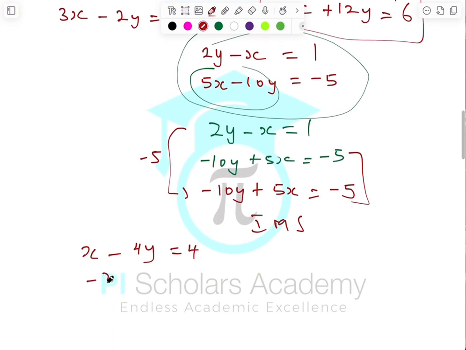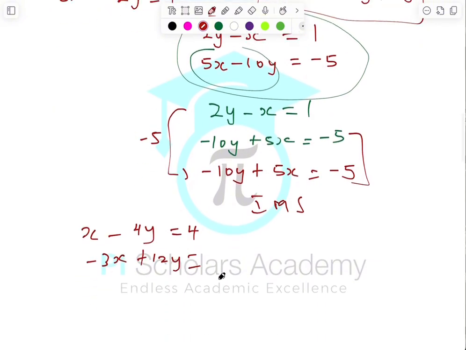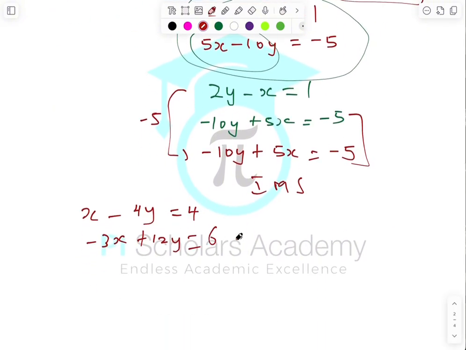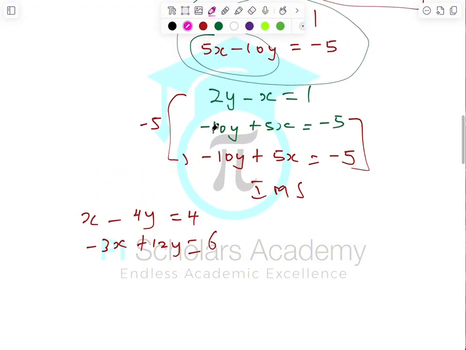Then I have negative 3x plus 12y, that equals 6. Now, the same thing we did. All we have to do is, first of all, rearrange them. Let x follow x, let y follow y. And we want to make at least one of the variables have the same coefficient, just like I did here. I just multiplied by negative 5 to make sure that this one also has negative 10.